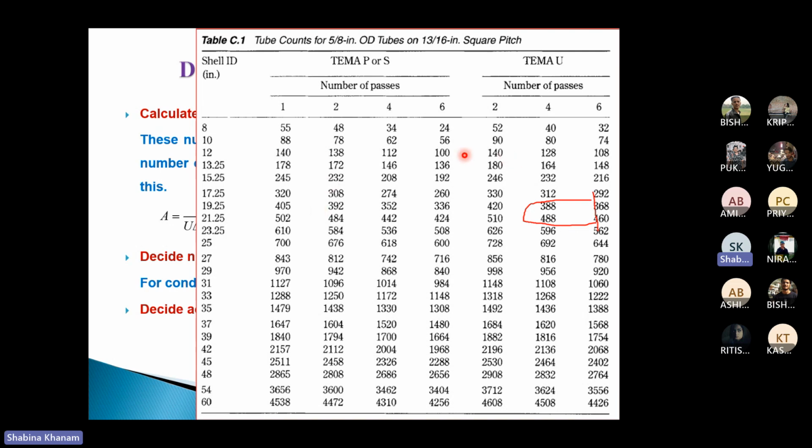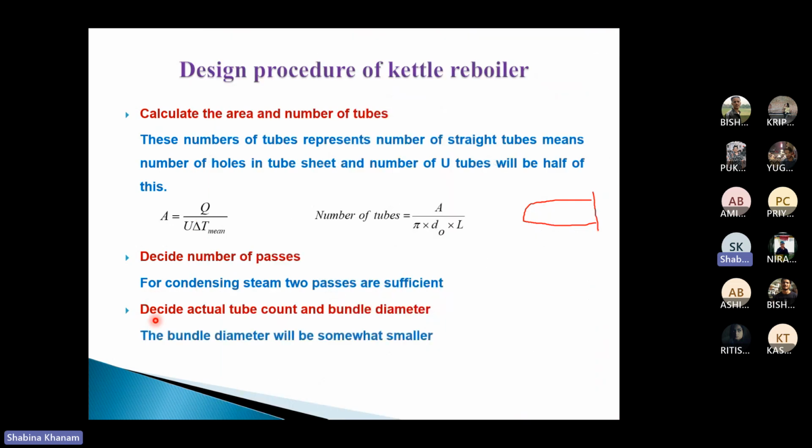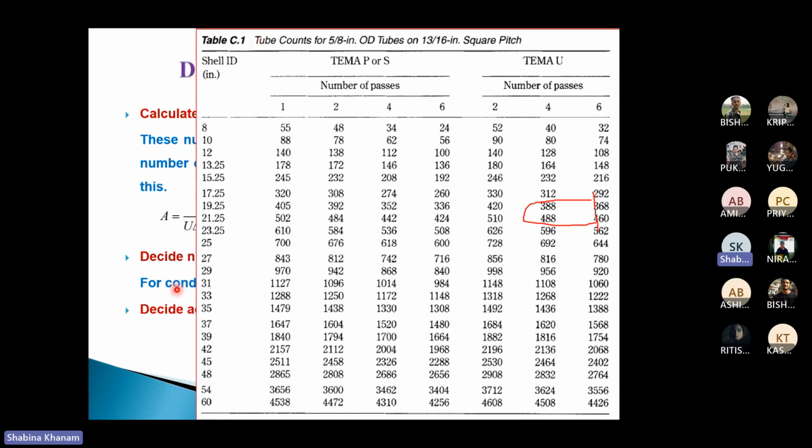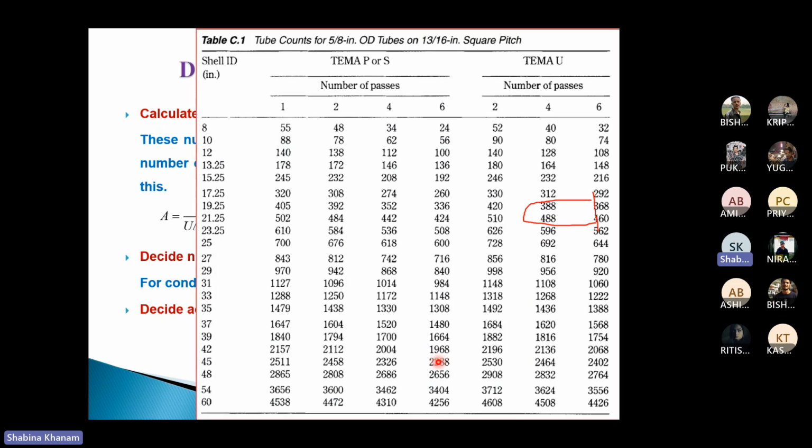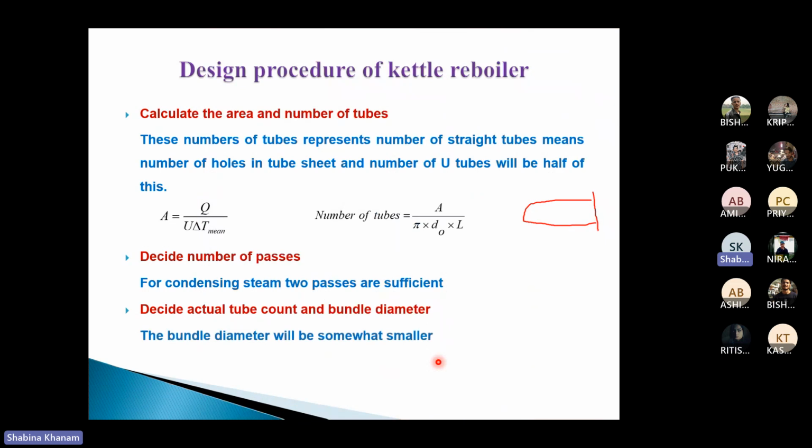Okay, so you need to use this data. 180 would be the number of tubes and 13 would be the bundle dia. Please consider that this shell ID is not the shell ID for the kettle. This is the shell ID for a normal heat exchanger when you are having 180 U tubes. So the bundle diameter would be somewhat lesser, and whatever value you see from this table, just deduct 0.25 inches from it. That should be the bundle dia.